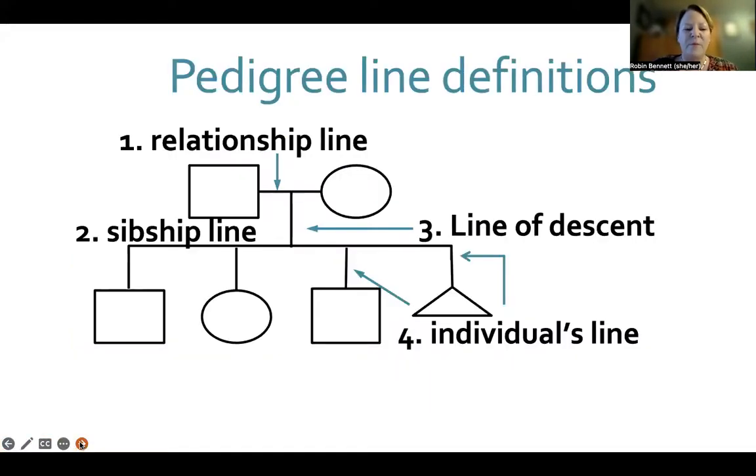So it's important to remember these definitions when we talk about pedigrees. The relationship line is the line between a couple that shows that they have a relationship together. The line of descent shows where their offspring are from. And then the individual's line comes from each of the symbols. So this pedigree is of a man and a woman who have a son, a daughter, and a son. And that triangle sign is actually showing a miscarriage. So you might not be as familiar with that nomenclature. Next slide.